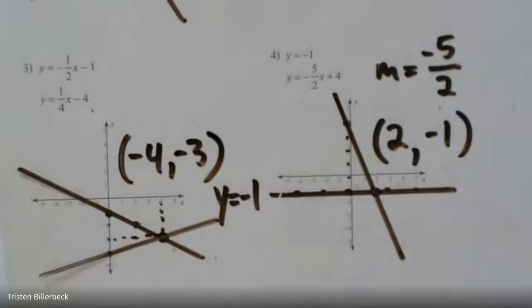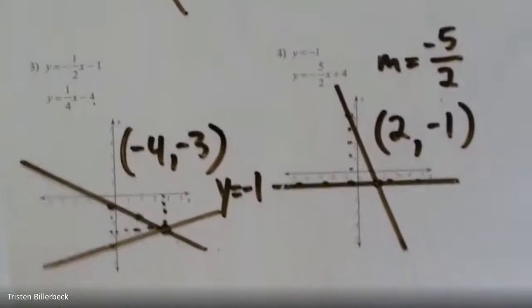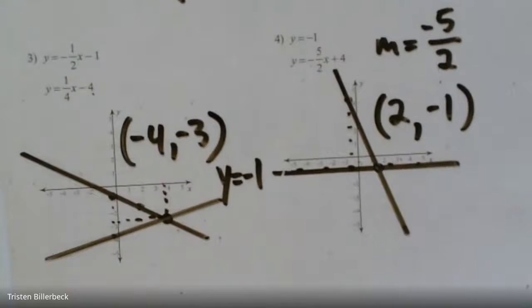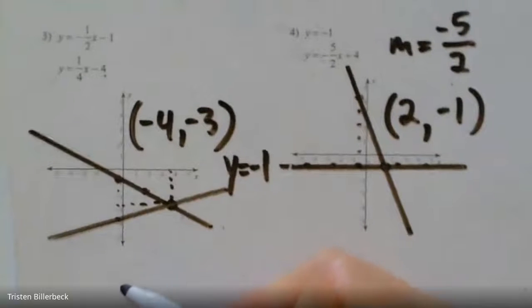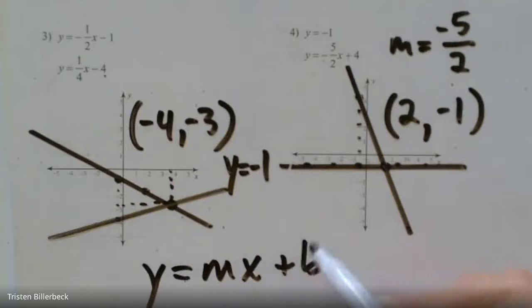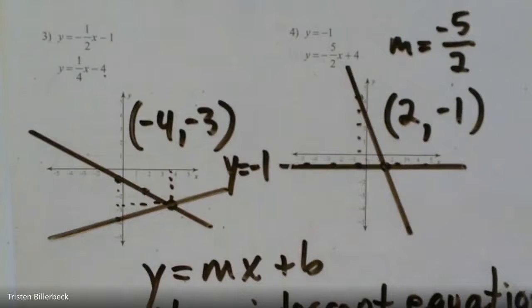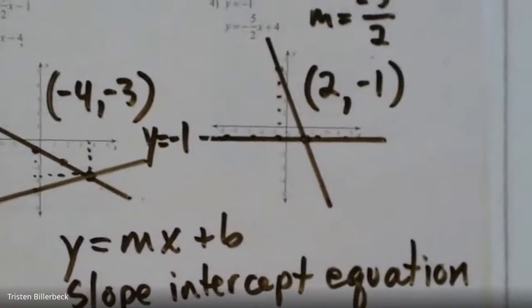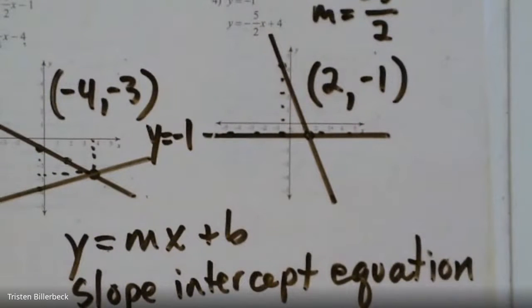Okay, and so that's how we graph using slope-intercept forms of equations. So remember, y equals mx plus b is a slope-intercept equation, and it's fabulous to use for graphing. Okay, that's why we like it. We like it so much because it's so easy to graph.